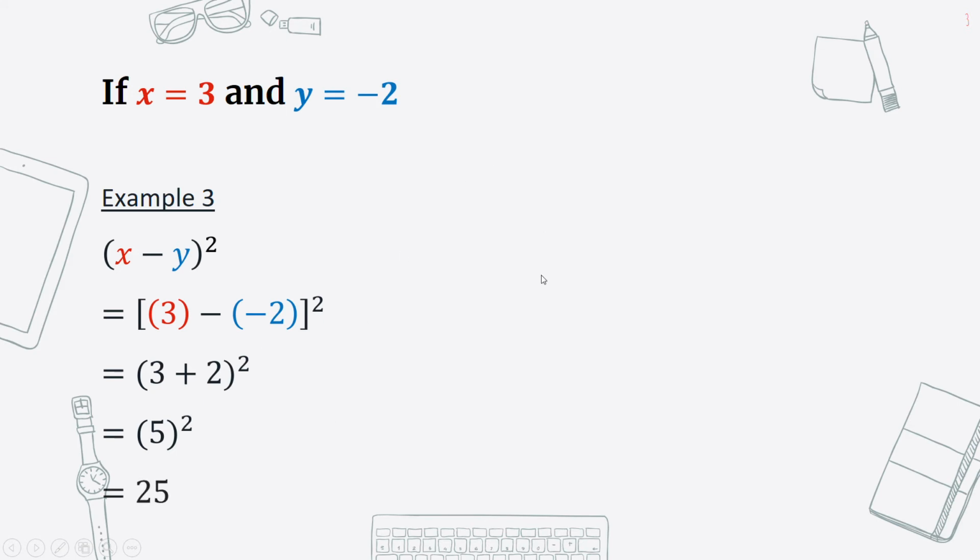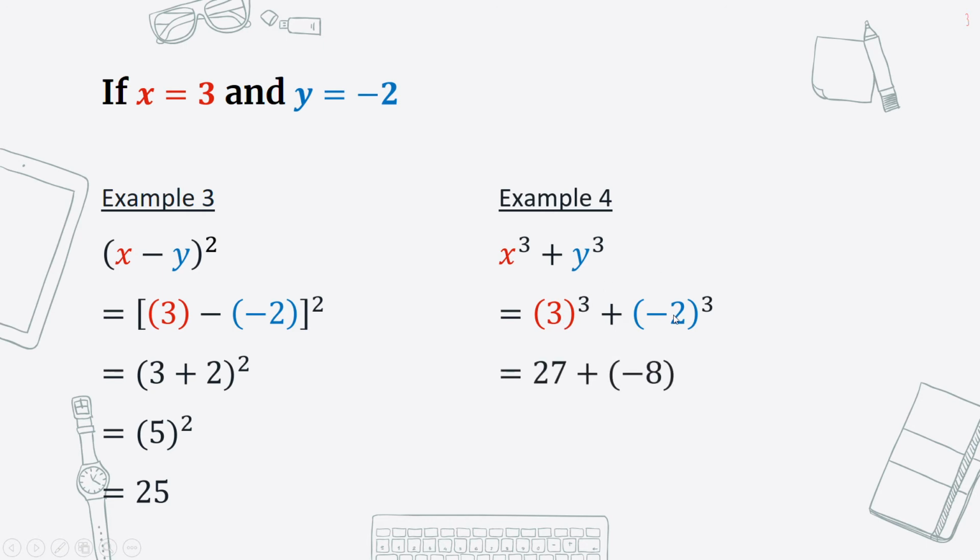Example 4. Alright, in example 4, I've got x cubed plus y cubed, so I substitute again in brackets. My x is still 3, my y is still negative 2. So 3 cubed is equal to 27. And negative 2 cubed is equal to negative 8, because you've got negative 2 times negative 2 times negative 2. And the plus and the minus, when I multiply them together, will give me a negative. So 27 minus 8 gives me 19. Let's do one final example.